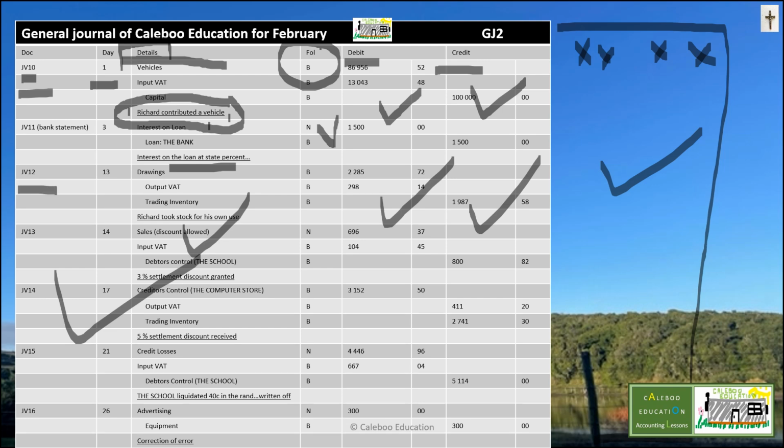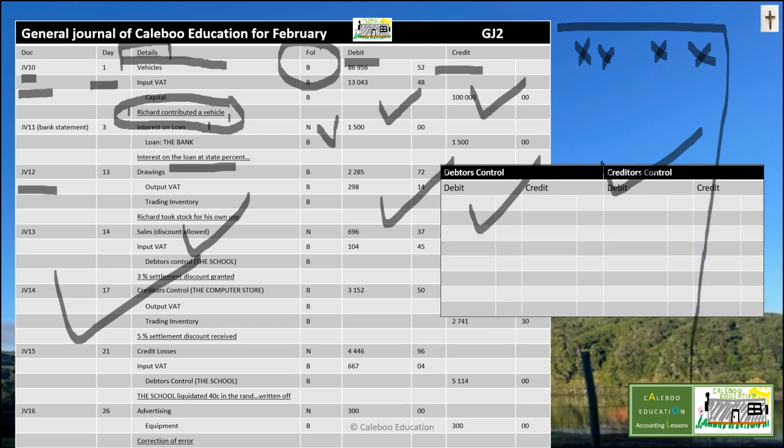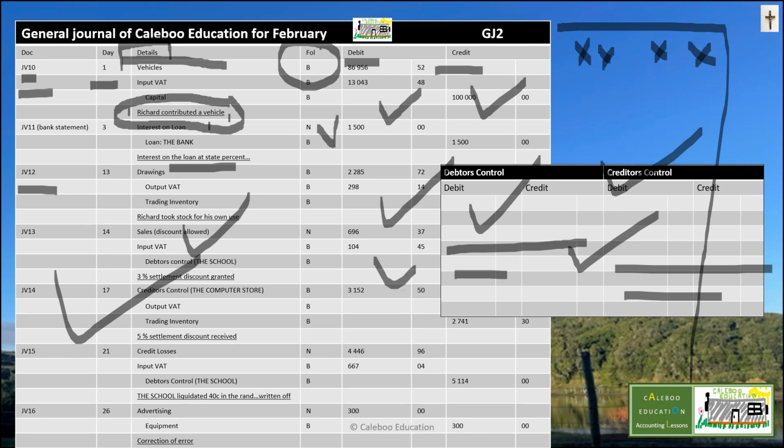So there we got the document numbers. Remember I showed you the document, a journal voucher. As I mentioned, we can have an extra column for debtors control and creditors control. So some lecturers or textbooks might have this extra column. I'm going to be working just with one debit and one credit column. So there you go. Let's move on.